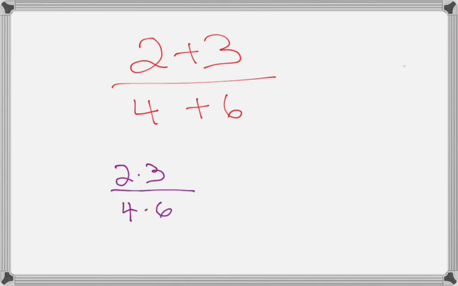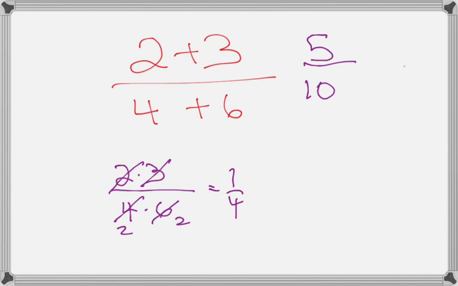Now we can go ahead. 3 goes into 6 twice. 2 goes into 4 twice. And the answer would be 1/4. If there's multiplication, you can do that. If there's addition or subtraction, you have to add your numerator first, which is 5 over 10. And now, and only now, you are allowed to reduce.